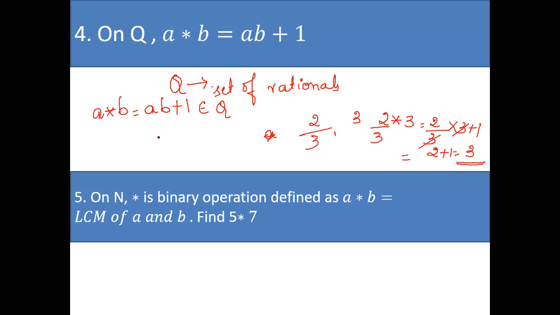Integers are also rational numbers. Minus 1 is a rational number because we can write minus 1 as minus 1 by 1. Rational numbers are nothing but numbers which can be written in the form P by Q, where Q is not equal to 0 and P and Q should not have any common factors. Okay. So this question, it is a binary operation.